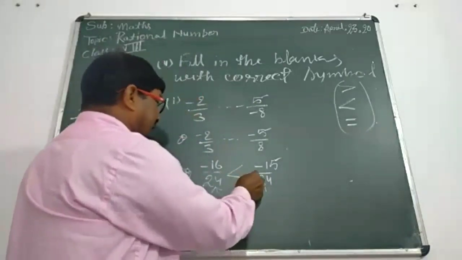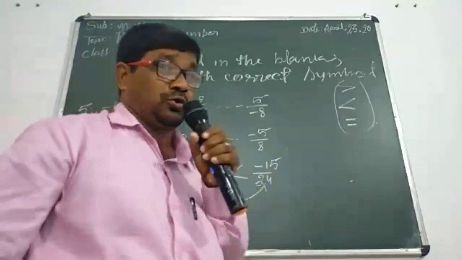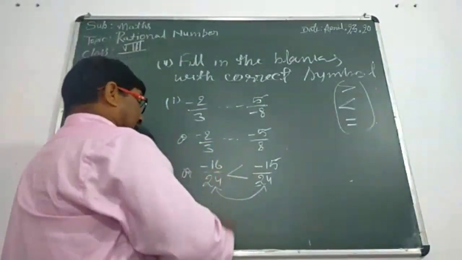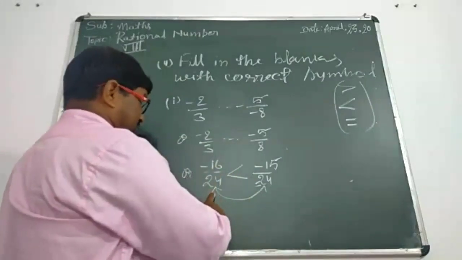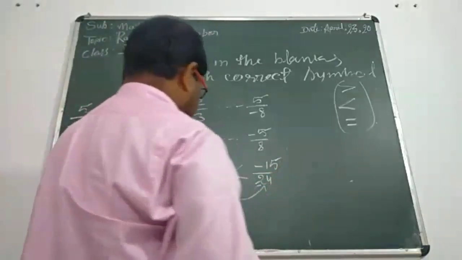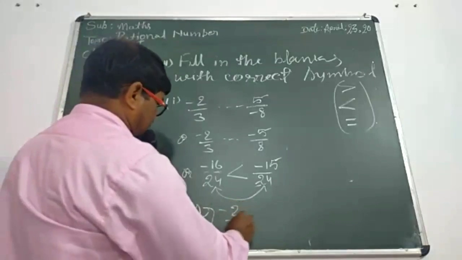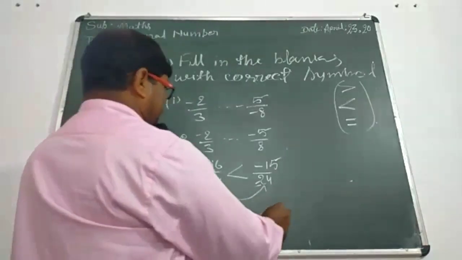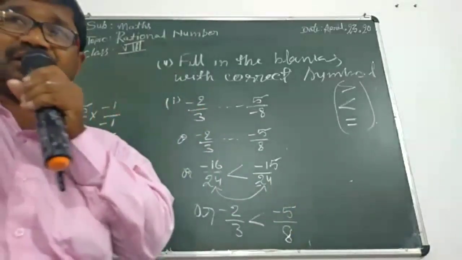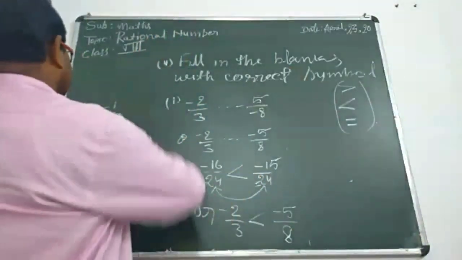So make the sign. Pay attention. And we will read it. Minus 16 upon 24 is less than minus 15 upon 24. Or we can say minus 2 upon 3 is less than minus 5 upon 8. Right? Understood? Okay. Understood this? Very good.